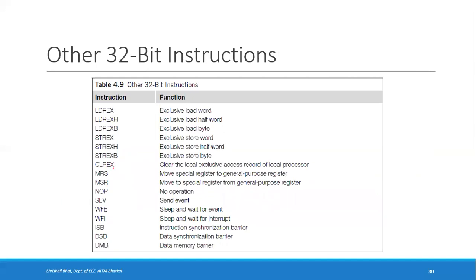Apart from these, there are some other 32-bit instructions like LDREX, which stands for exclusive load word, exclusive load half word, exclusive load byte. Similarly, exclusive store word, exclusive store half word, exclusive store byte. Then clear exclusive, which clears the local exclusive access record of a local processor. Then you have MRS and MSR.